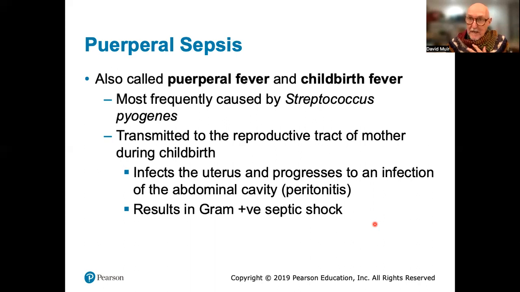Once it was realized that common hygiene was able to limit puerperal sepsis, the incidence dropped. But it still does occur, and it occurs especially in developing countries. And ultimately it results in a gram-positive septic shock. So it's a combination both of septicemia and of a toxic shock because of release of exotoxins.